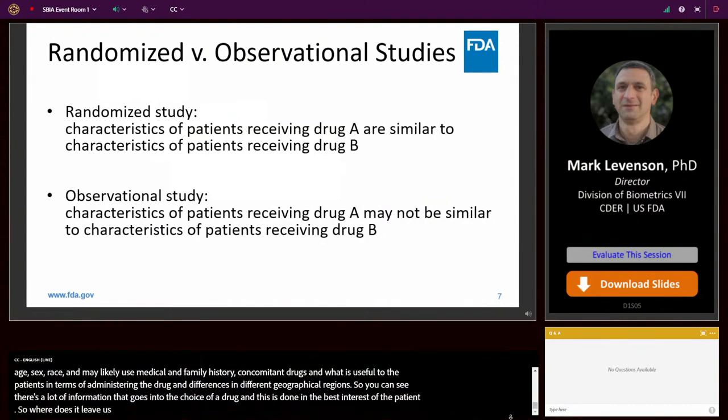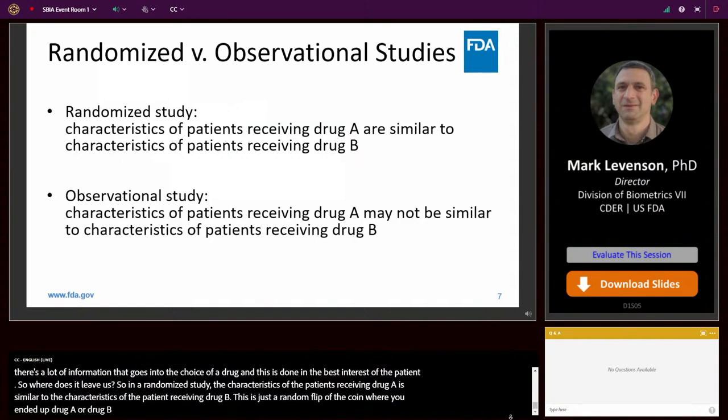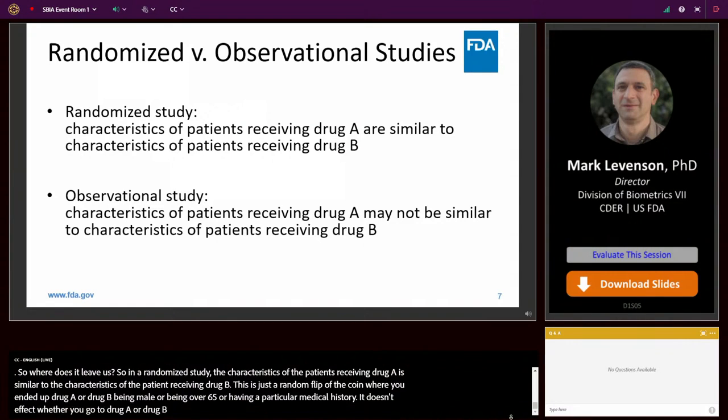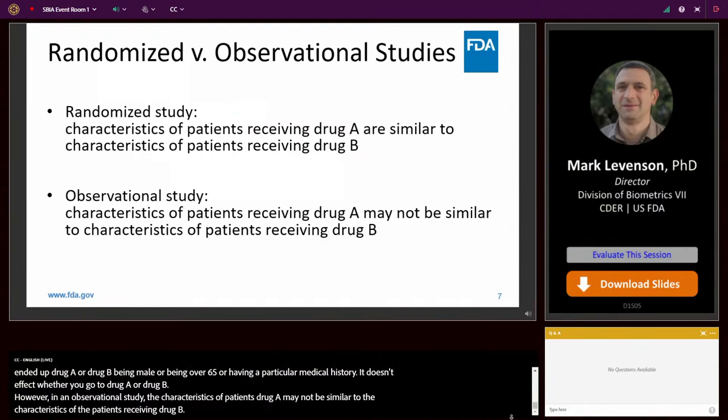So in a randomized study, the characteristics of patients receiving drug A are similar to the characteristics of patients receiving drug B. It was just a random flip of a coin where you ended up, drug A or drug B. Being male or being over 65 or having a particular medical history doesn't affect whether you go to drug A or drug B. However, in an observational study, the characteristics of patients receiving drug A may not be similar to the characteristics of patients receiving drug B. As I said, in medical practice, it's the actual characteristics that may determine what drug you get.